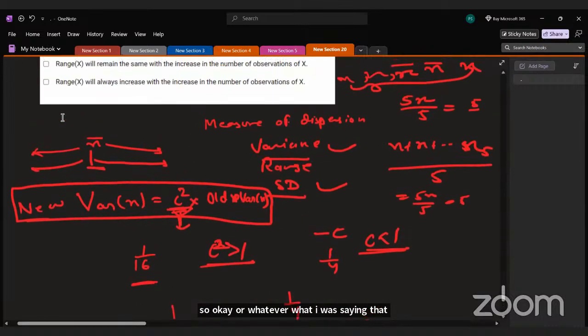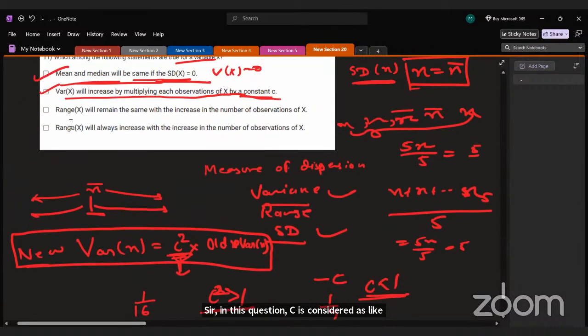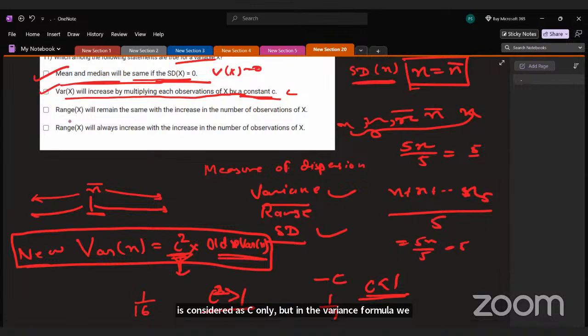Sir, in this question, the constant is considered as c square, right? No, the constant is considered as c only, but in the variance formula we get new variance is equal to c square into old variance. You got it?